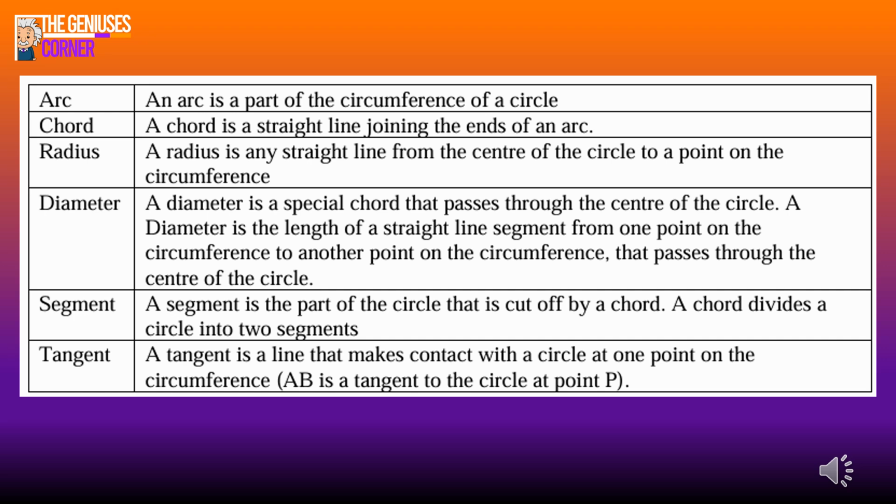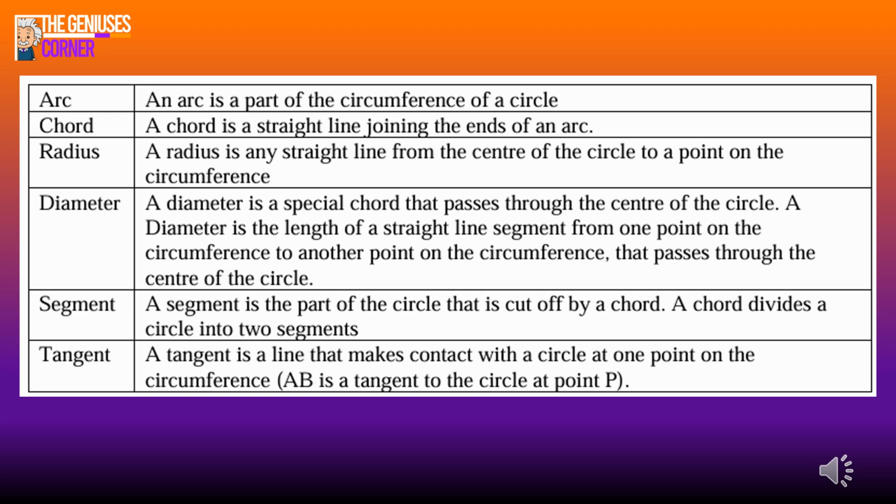Now, these are the clear and concise definitions of an arc, a chord, and a radius, which are the terms which we had in the previous slide. They are defining for you what a diameter is, what a segment is, also what a tangent is. So an arc is a part of the circle or the circumference of the circle. So it's just that curvy line which I was talking about there. And then a chord is a straight line joining the ends of an arc.